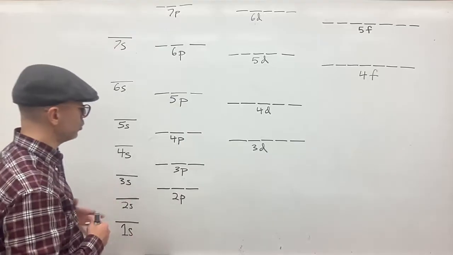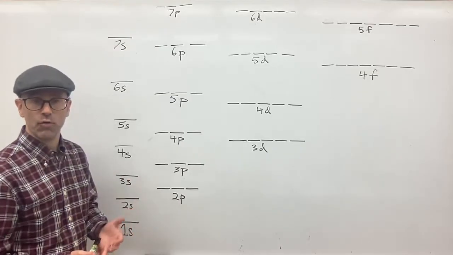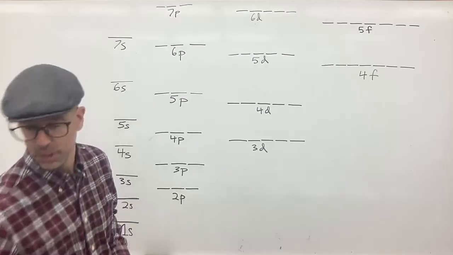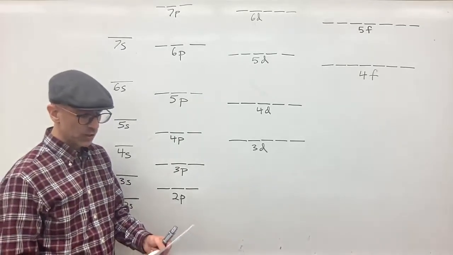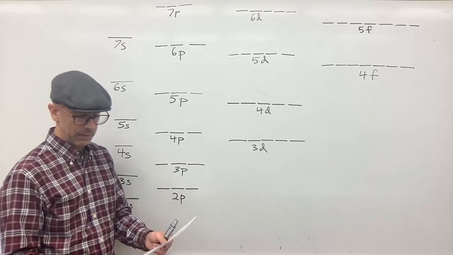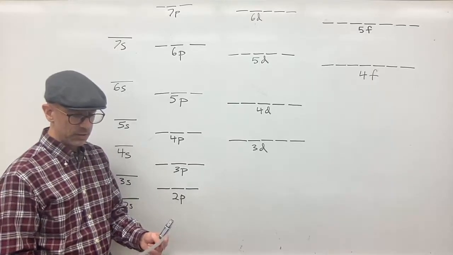Okay, so with that in mind, let's go over some examples. I'm going to pick some examples on the periodic table. So let's go ahead and pick chlorine.